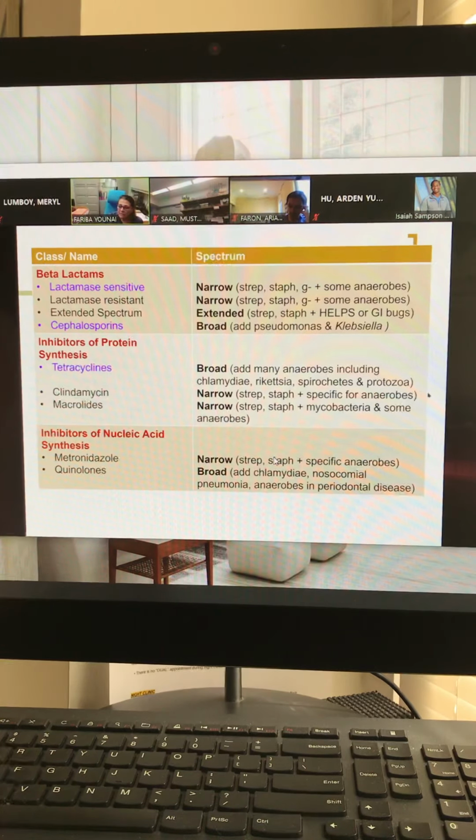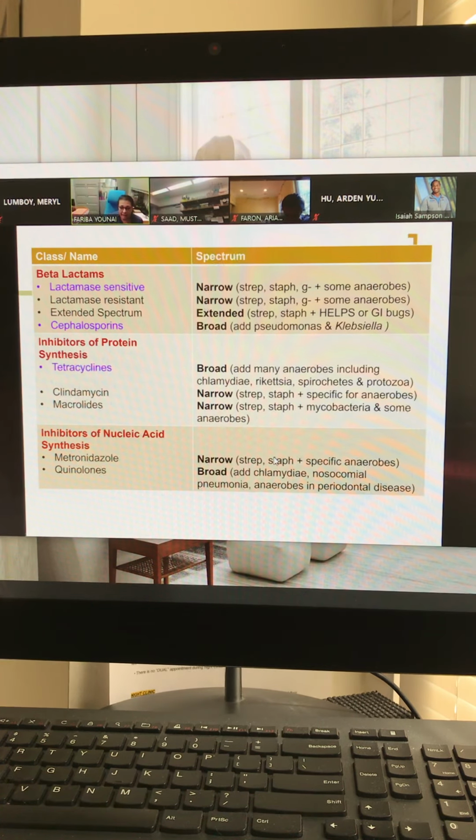And this is the spectrum. This is a table that I'm going to post with the case so you have this table. This is not from my lecture, but I think it's a good recap. I like to show this table after you have studied all the antibiotics and after we have done some of the case discussions, in terms of what do they cover, right?